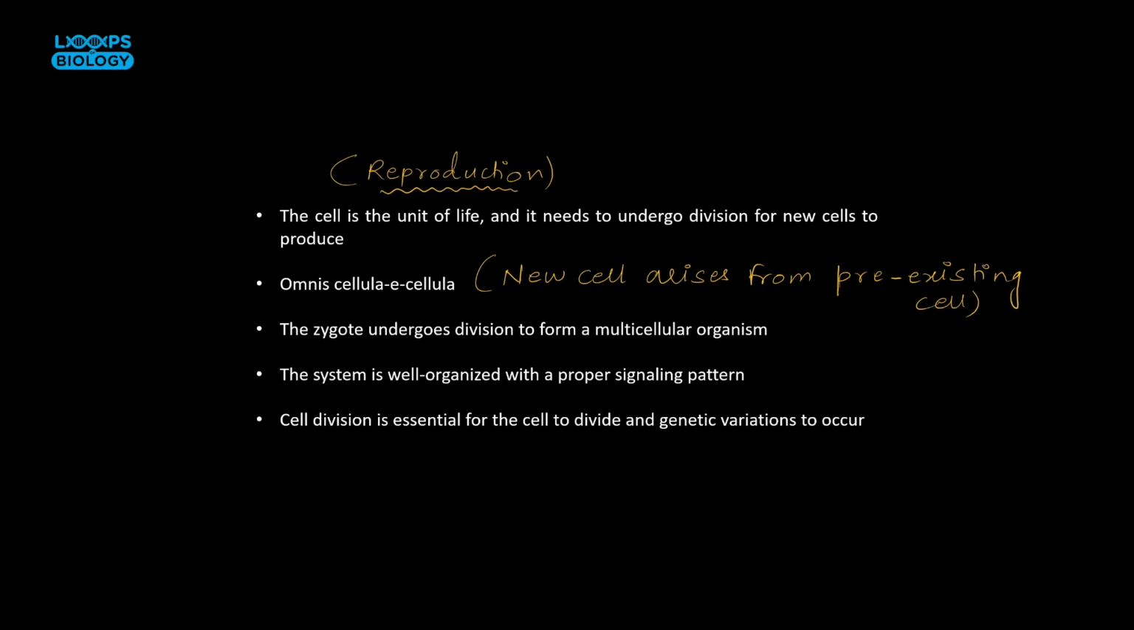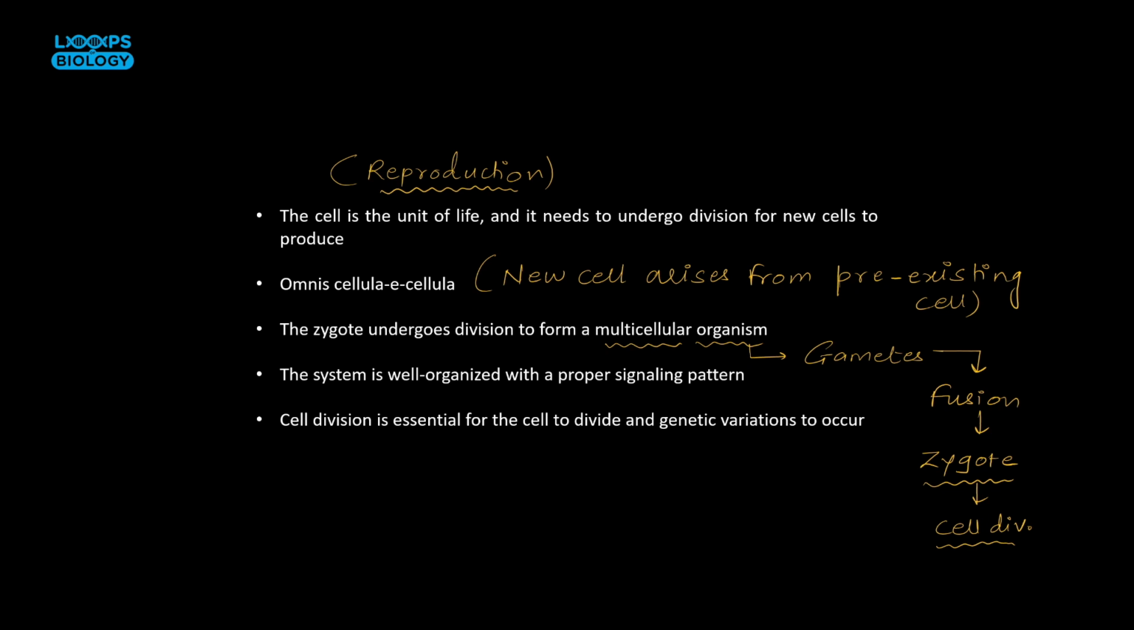Now, along with that, the zygote undergoes division to form multicellular organism. If we are trying to see how multicellular organism work, so in multicellular organism, there has to be formation of gametes. That is nothing but male gamete and female gamete. And after fusion of these gametes, there is going to be the formation of zygote. And this zygote undergoes cell division to form the organism again. Alright, so new organism is basically formed.